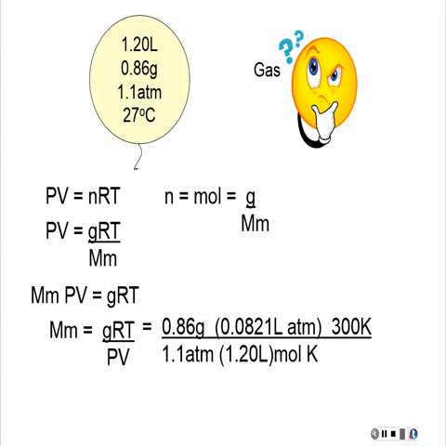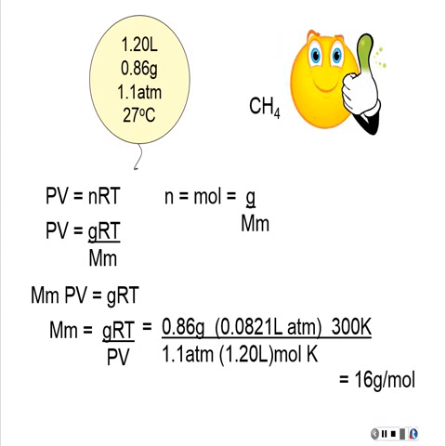So, canceling. Atmospheres would cancel. Liters would cancel. Kelvin will cancel. And I'm going to be left with grams per mole, and that is molar mass. So what do we get for an answer? 16 grams per mole. Now I wonder what common gas that could be. Now, as it turns out, that could be CH4, and that would be our answer.